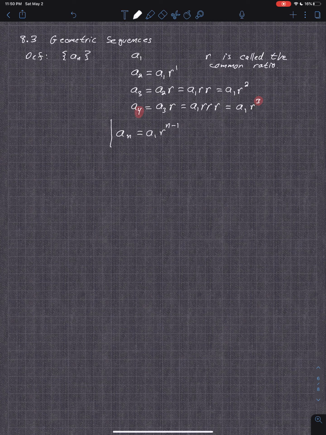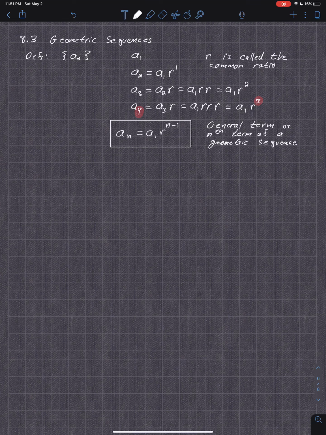Let's see if I can do the box again. This rectangle. Okay, did it that time. So that's the general term, or nth term, of a geometric sequence. It's called the common ratio because if you divide the next term by the previous, you get the same thing each time.